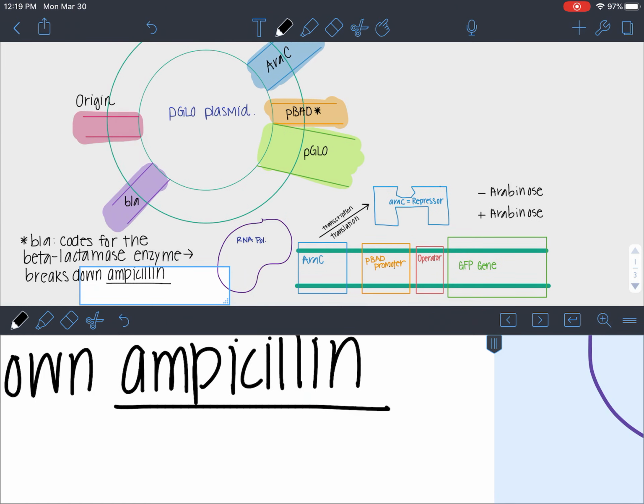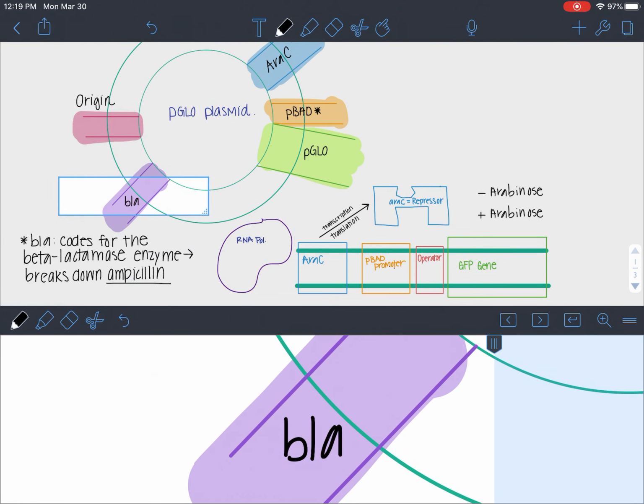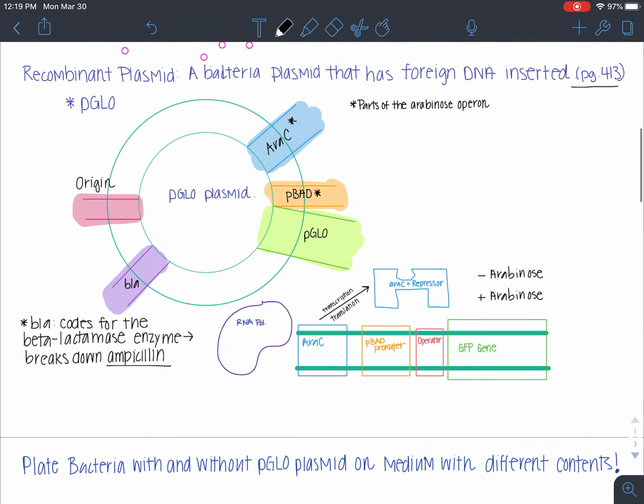Okay? Now, what we do when we put this gene in here is we make it so that our E. coli that have taken in the plasmid can actually grow on a medium that has ampicillin in it because it produces that beta-lactamase enzyme that can actually break down the antibiotic.